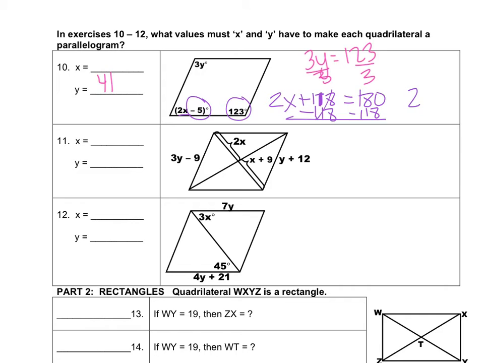So you're going to get 2x equals 62. And when you divide by 2 on both sides, you're going to get x equals 31.